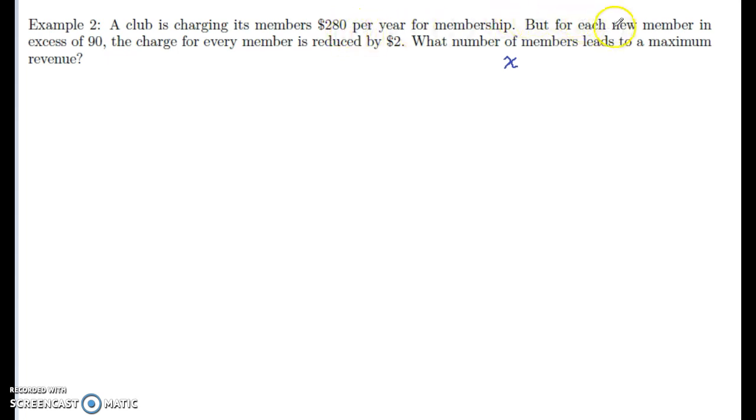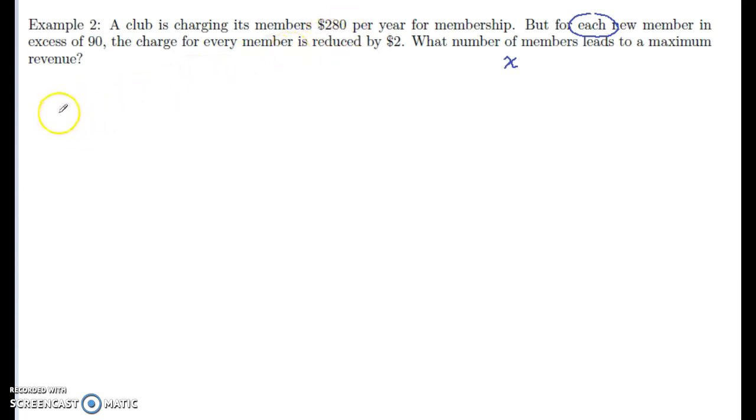But for each new member, and keyword each, so be careful, okay? Each new member in excess of 90. For example, if you have 91, that will satisfy this condition. Then the charge for every member is reduced by 2. So because you have one extra member, the 280 will become 278. Okay, but that's 278 for all the 91 members.